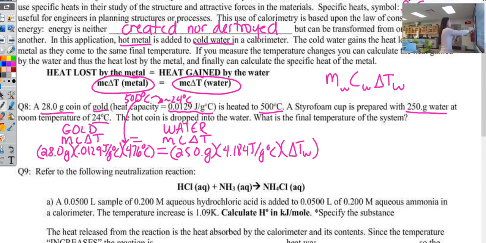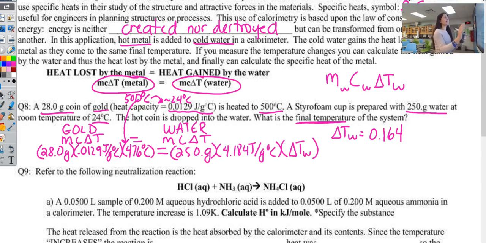Okay, and so I multiplied 28 by 0.0129 by 476. I divided by 250 and divided by 4.184. Remember, you have to divide. And what I'm getting for my temperature change of the water is 0.1643, 3 sig figs, 0.164.